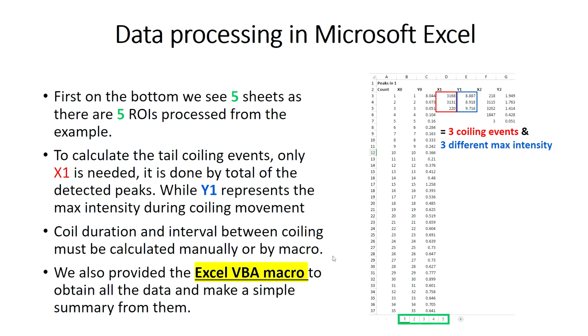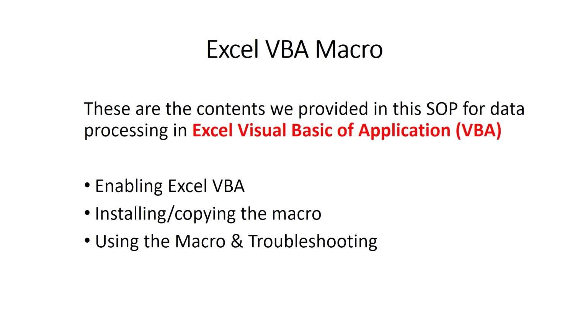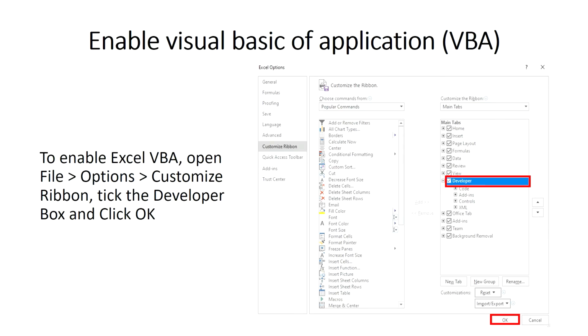And here we provide the Excel VBA macro to obtain all the data and make a simple summary from the data. These are the contents we provide in this SOP for data processing in Excel Visual Basic for Applications, or the VBA. So the tutorial includes enabling Excel VBA, installing and copying the macro, using the macro, and troubleshooting. First, we need to enable Visual Basic for Applications in Excel.